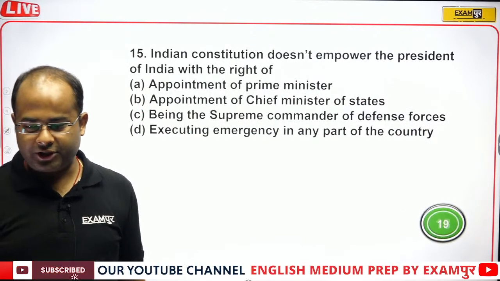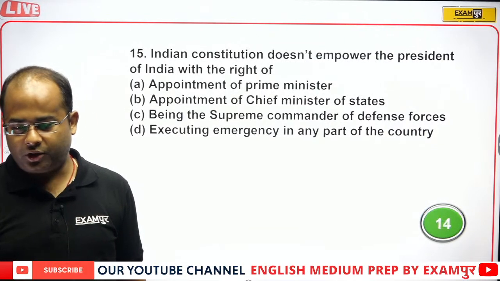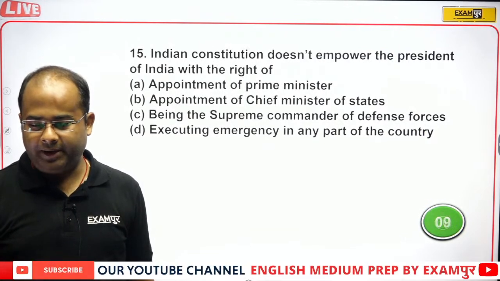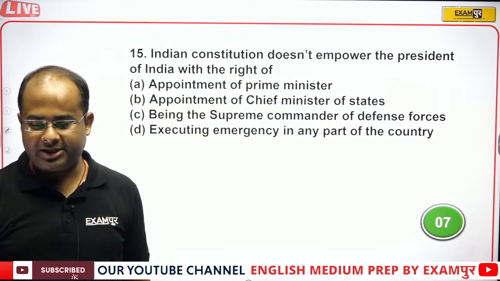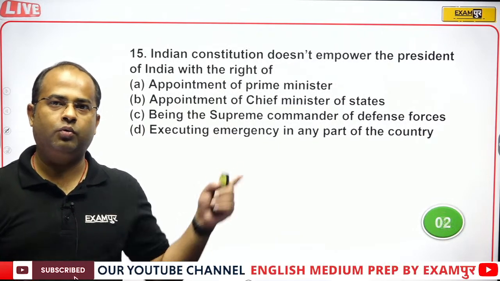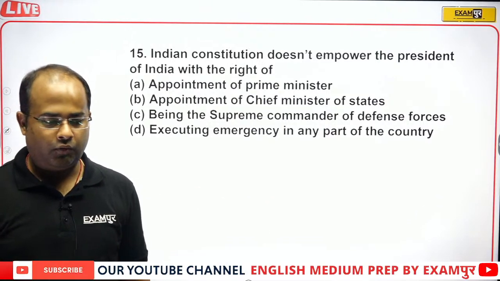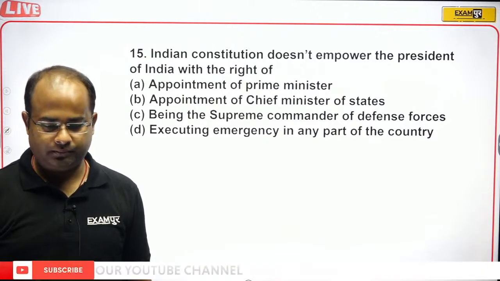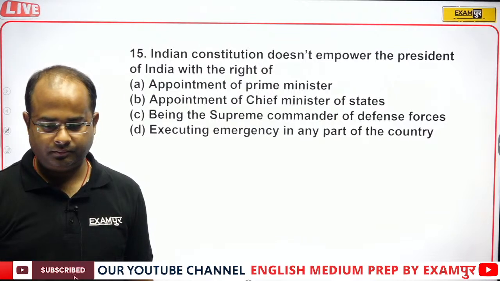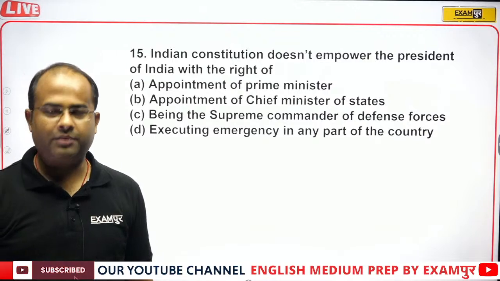Now come to the next question. The Indian constitution does not empower the president with the right to appoint the prime minister, appoint the chief minister, being the supreme commander of the defense forces, or executing emergency in any part of India. So out of these four, what thing can the president not do?